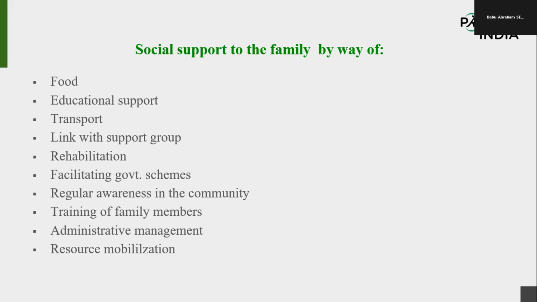Then the community volunteers will be providing all sorts of rehabilitation. Already you have seen that the rehabilitation provided by the palliative care team is in three ways: physical rehabilitation, vocational rehabilitation, and food and education rehabilitation. Like that, we will be providing different rehabilitation facilities, especially vocational rehabilitation. The vocational rehabilitation facility has its own objectives. Mainly, it has two major objectives.